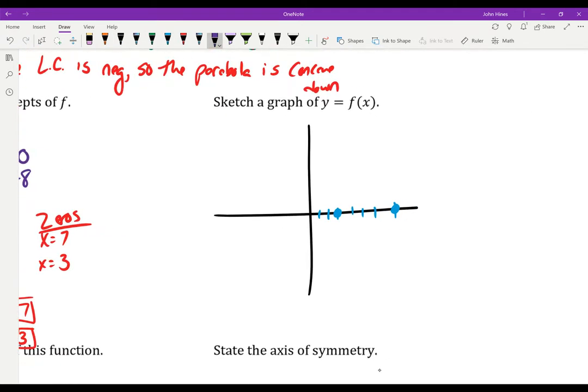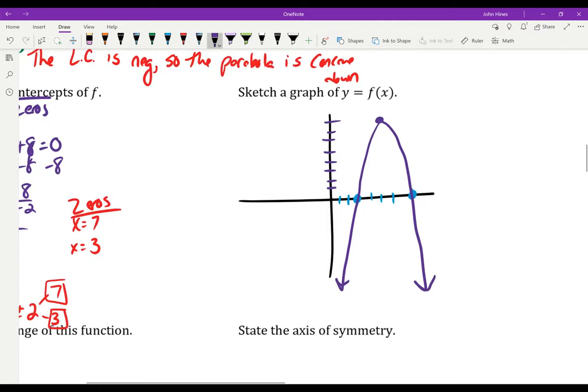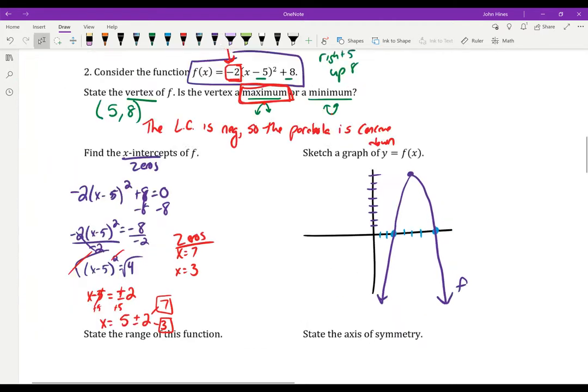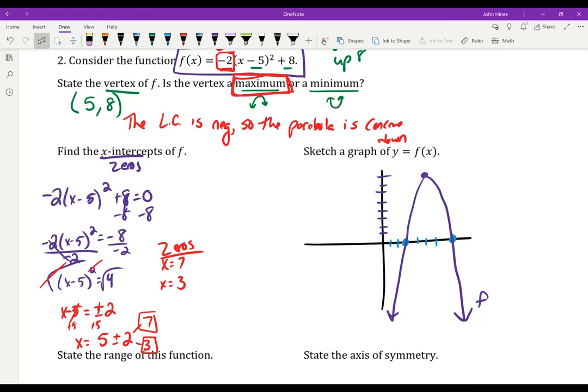1, 2, 3, 4, 5. 1, 2, 3, 4, 5, 6, 7, 8. 5, 8. There it is. Clearly, this parabola has to open downwards. Clearly, this parabola is concave down. There's my sketch. I sketched that parabola without having to pick up a graphing calculator. I had to do some algebra and some thinking, but I was able to graph that parabola without picking up a graphing calculator.